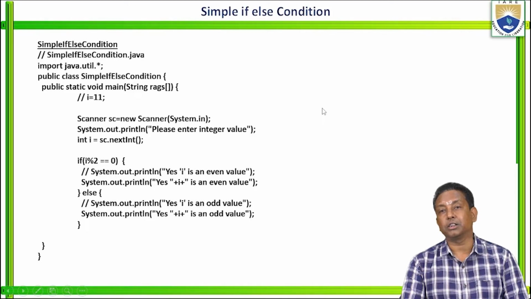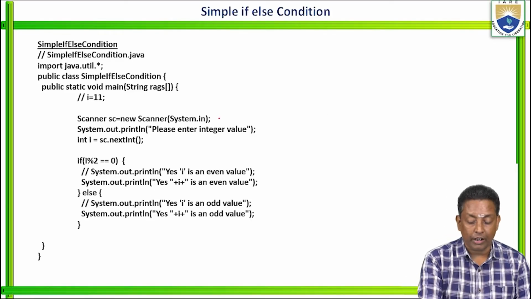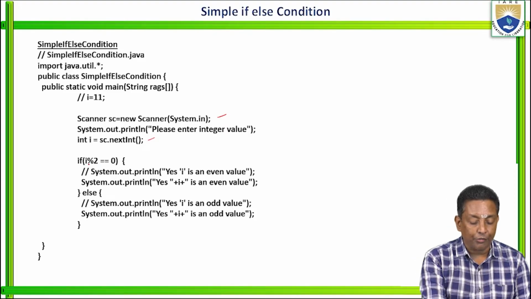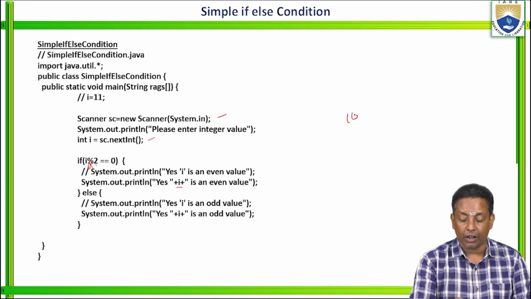This is a simple if else condition. Here also, we are taking input from the standard input. Please enter integer value, scanner.nextInt. Here we are checking: if i divided by 2, remainder is 0, print yes, 10 is an even value. And if you enter 10.